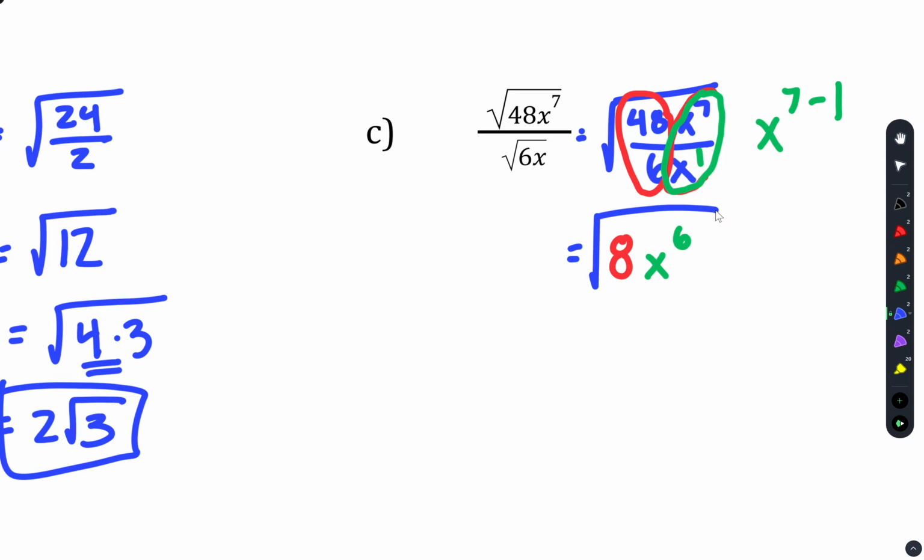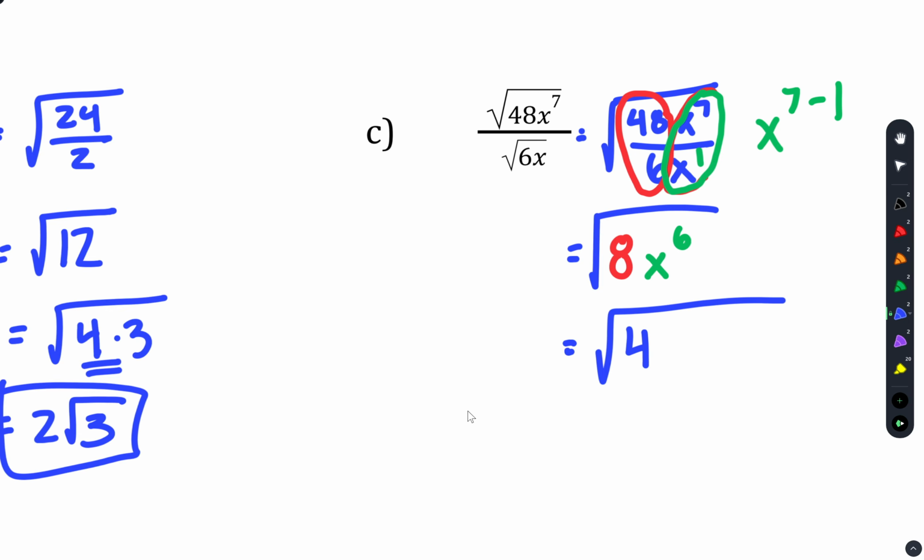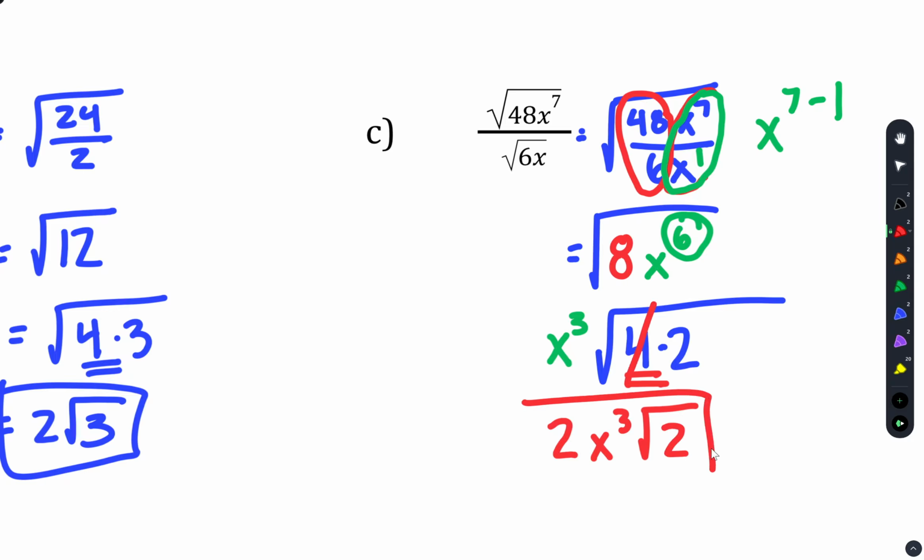Okay. Now it should just be regular simplifying like we've done a million times before. I'm going to separate that 8 into 4 and 2. Hello? 4 and 2. And I'm going to separate that 6. Oh, do I need to separate that 6? What can I do with that x to the 6th? We're just going to divide it by 2. It's an even number. So that becomes an x to the 3rd on the outside. This 4 is my perfect square. So this should be 2x to the 3rd square root 2.